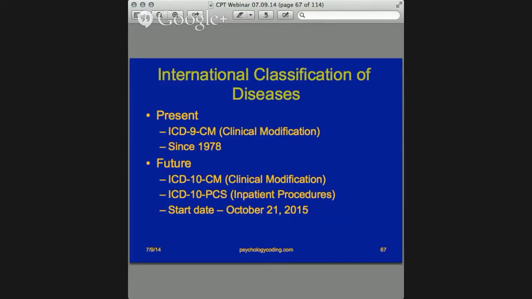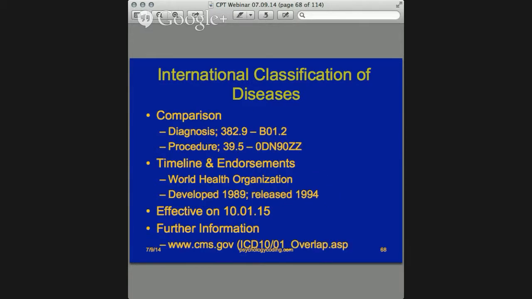I want to alert you that the ICD is coming down the pike. The ICD-10 is moving further and faster. The original start date has been pushed back. At the present time, it appears to be October 21, 2015. And look at this next slide, slide 68, and you see how the diagnosis for DSM 38.29 is quite different than, for example, the diagnostic code for ICD, which is maybe in this case B01.2, or more likely like 0DN90ZZ. This is going to be a big paradigm shift.